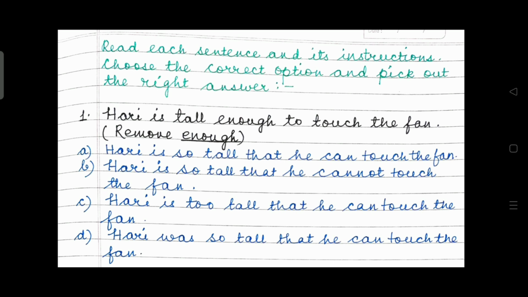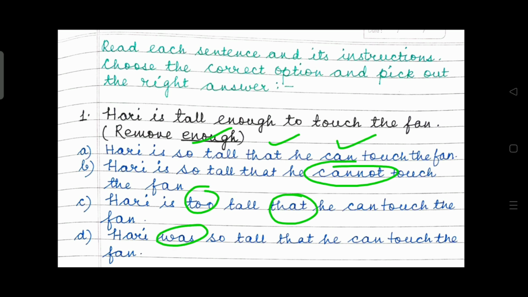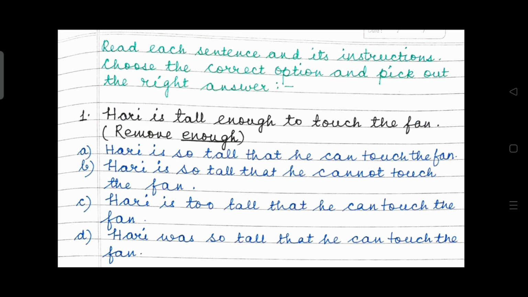Now, let's come to option number C. Hari is too tall. You will not get your right answer if you remove enough and replace it with too. C is also incorrect. Hari is so tall that he cannot touch the fan. Option B is not the right answer. Why? Because it will change the meaning of the question. What is the question? Hari is tall enough to touch the fan. That means Hari is so tall that he can touch the fan. An affirmative sentence. Hence, my right answer, option A.